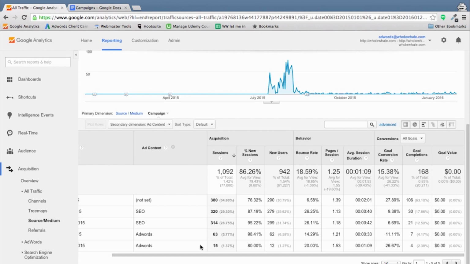So there you go. That is how to check out your campaigns using Google Analytics. That was how to use Google Analytics to find the ROI of your marketing campaigns.